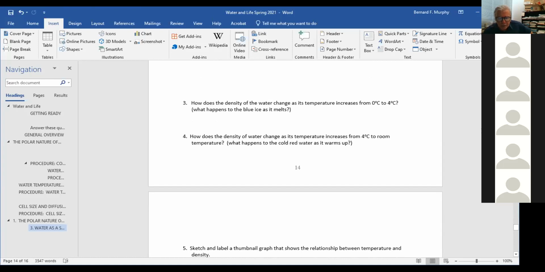But how does the density of water change as its temperature increases from 0 to 4? So what happens to the blue ice as it melts? It falls, right? Well, what happens to the blue water that made up the ice as the ice melts? It drops to the bottom. So as the temperature increases from 0 to 4, its density goes up.